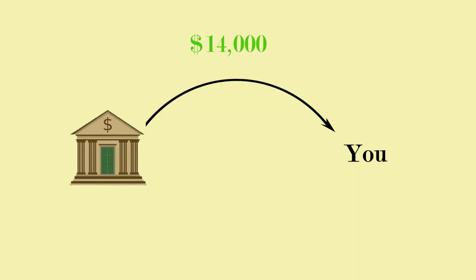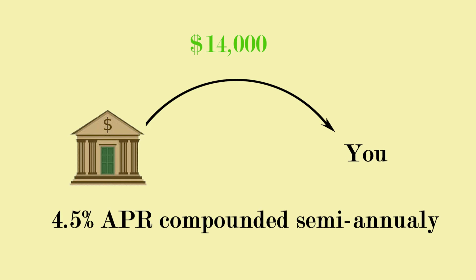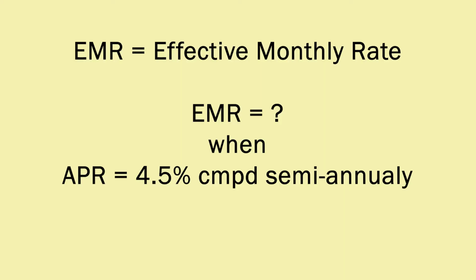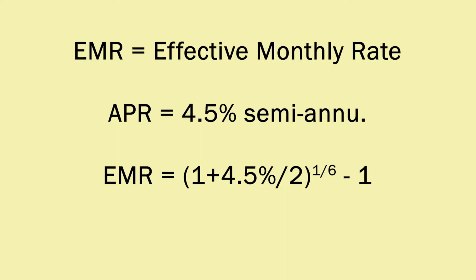As a final, more complex answer, say you have a loan for $14,000 with a 4.5% APR compounded semi-annually, with monthly payments due. We want to know what the effective monthly rate is, or EMR. In this case, EMR equals (1 plus APR over 2) to the power of 1 over 6. So since it's compounded semi-annually, we want to take our APR and divide it by 2, and to the power of 1 over 6 to lower our number to a monthly rate.